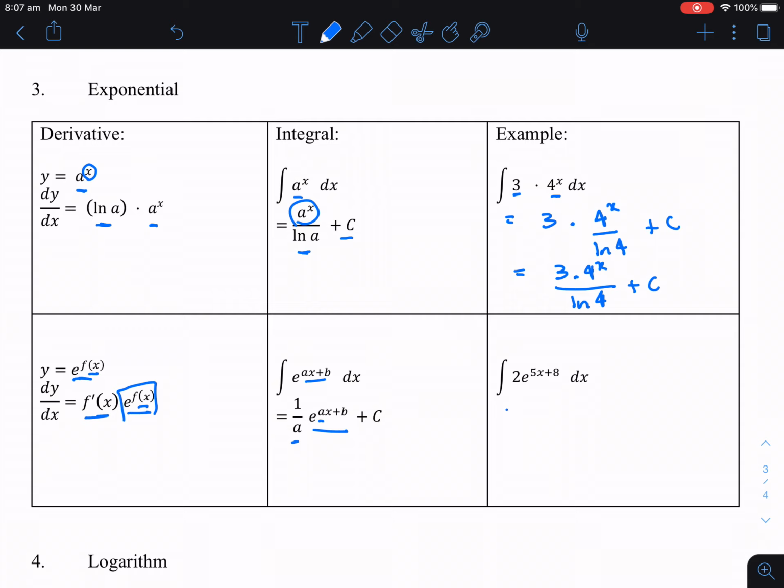So for our example, 2e to the 5x plus 8. Again, the 2 is just a constant, so that makes no difference to our integration. So integrating e to the power of 5x plus 8 would be 1/5 of e to the 5x plus 8. And adding our constant, and if we want to clean it up again, we have 2/5 e to the 5x plus 8 plus the constant.